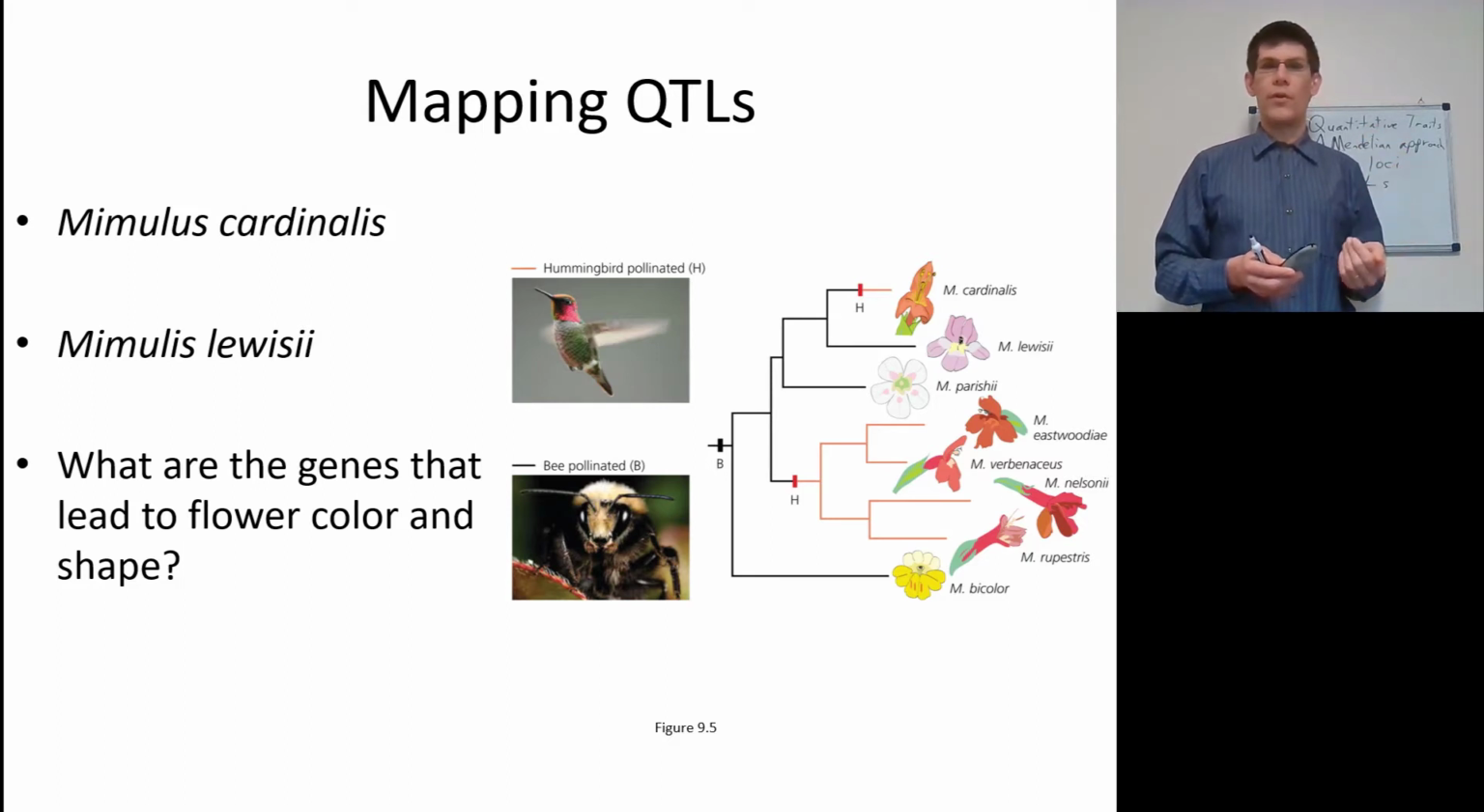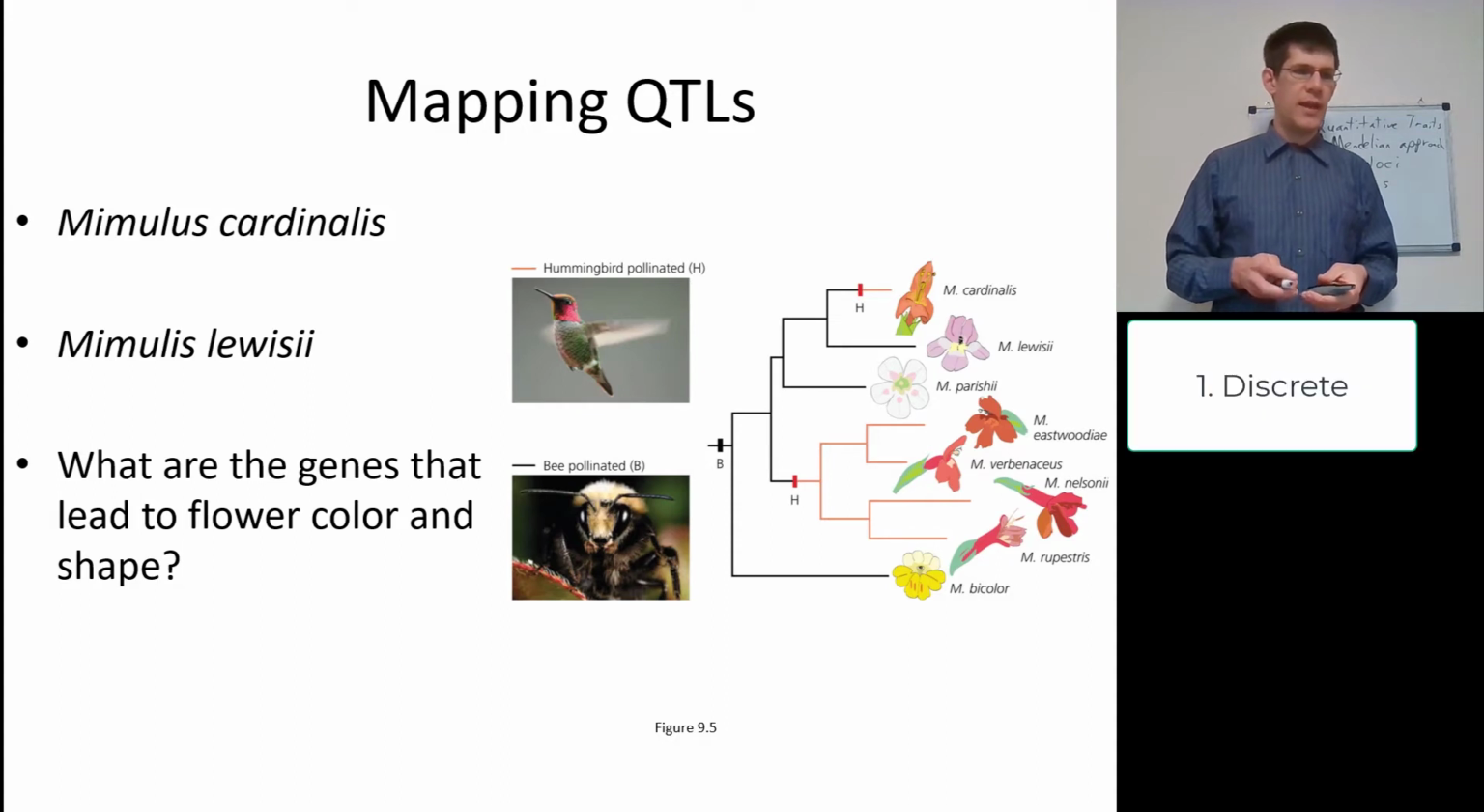Hummingbirds love red, and have long corollas. Then you get Mimulus lewisii, with shorter corollas and bee pollination. It's a yellow flower, and they're enjoyed by different species. So the question here is, what are the genes that lead to flower color and shape?